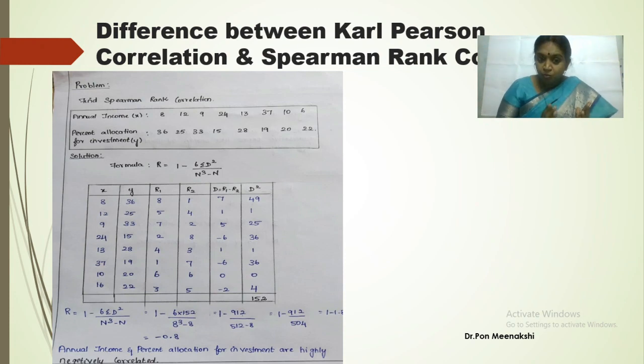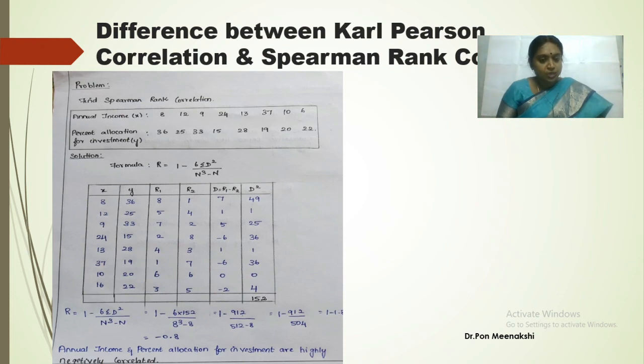Whenever we do a problem, we forget the formula and the steps. First write the formula so that we can recall the next steps. Next we have to calculate D squared. 7 squared is 49, 1 squared is 1. Like that we have to calculate D squared.